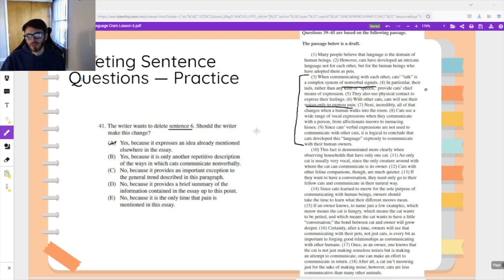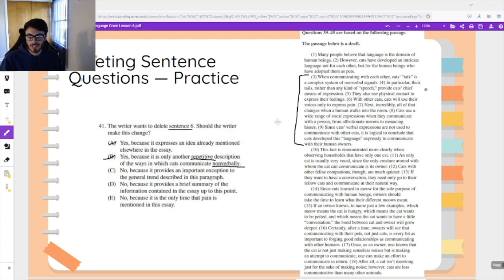B, yes, because it is only another repetitive description of the ways in which cats communicate non-verbally. Okay. Repetitive in that it's repeating something that's already been said. Well, it is another description of the ways in which cats communicate non-verbally. However, well, actually it isn't, right? It's one way in which they communicate verbally with other cats. So that's not even true. But even if it wasn't true, it's not necessarily repetitive because it's providing a different example than the previous examples. So not A, not B. So looks like we're keeping the sentence.